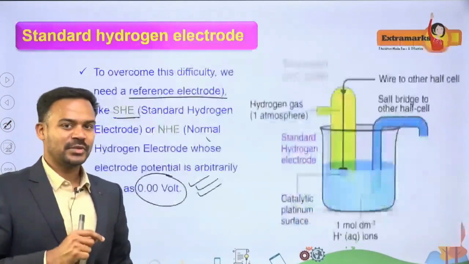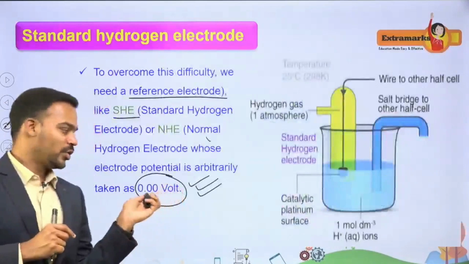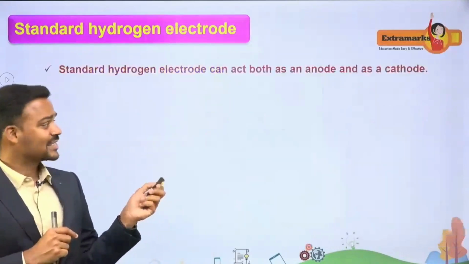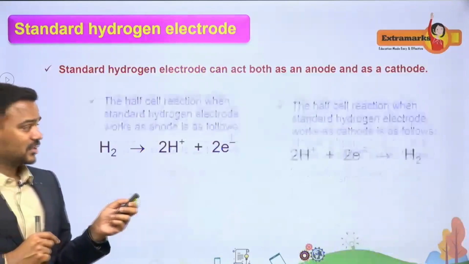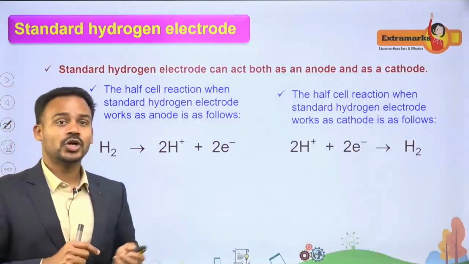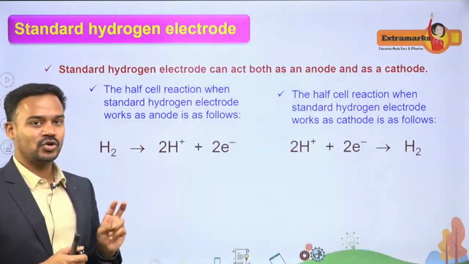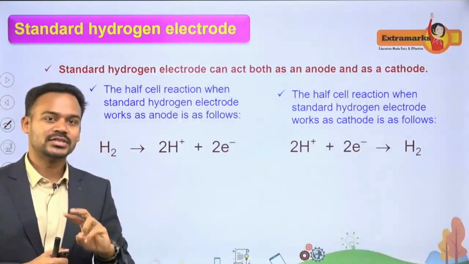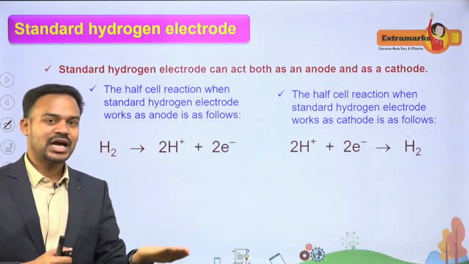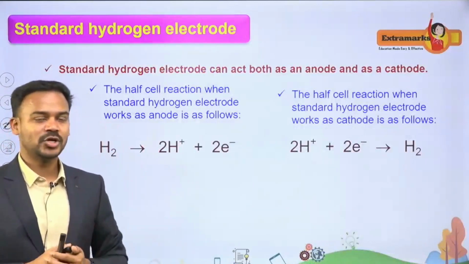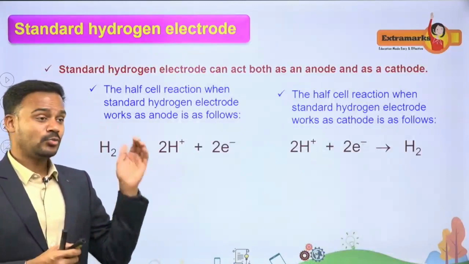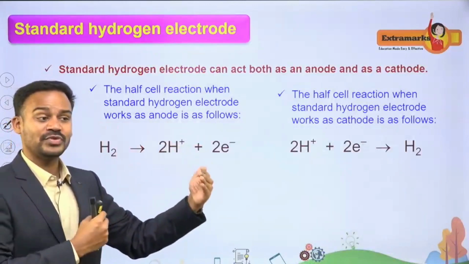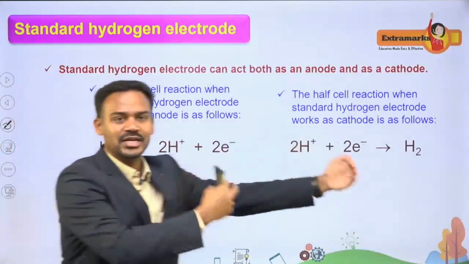Already we have seen one point: we are going to take its electrode potential as 0 volts. The next important point is that this standard hydrogen electrode can act as both cells. It can act as the reduction half cell as well as the oxidation half cell, because I am going to connect the metal half cell, of which we have to measure the electrode potential, with the hydrogen electrode.